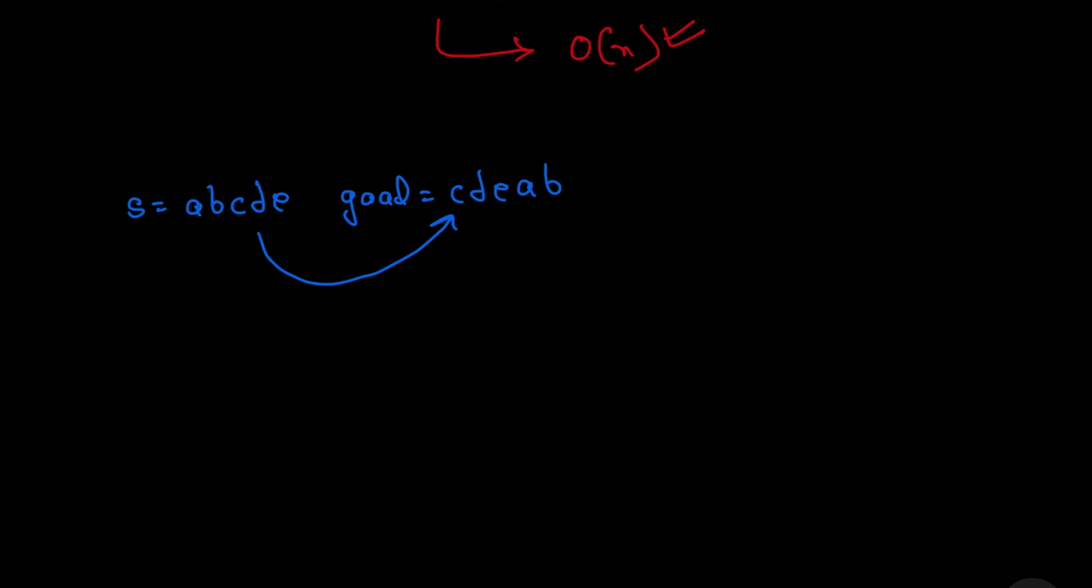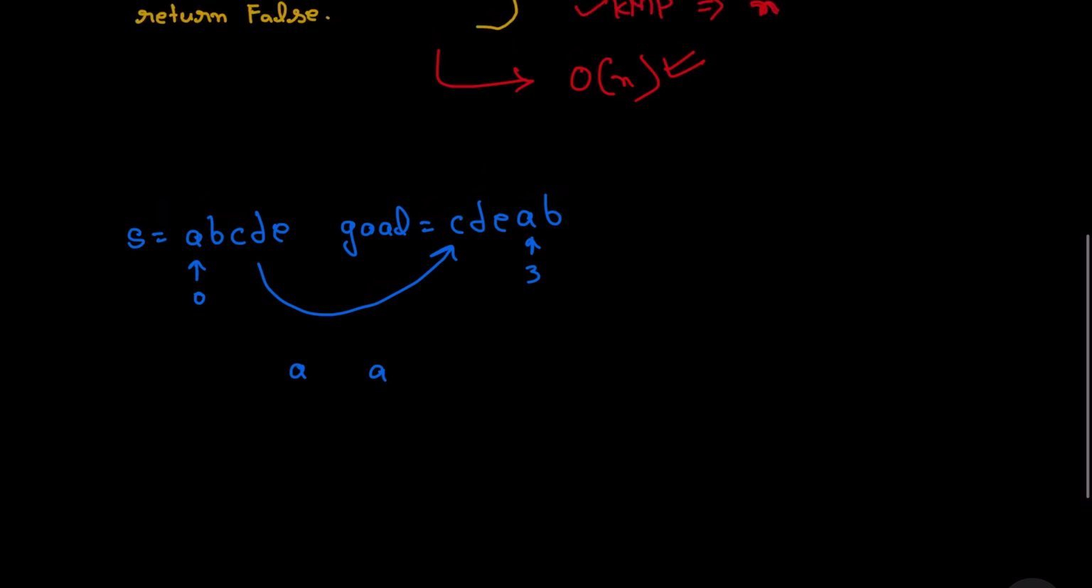That is, this A that is coming here at the 0th index is going to the third index (0, 1, 2, 3). Now, if I start counting from the 0th index here in S, and if I start counting from the third index here in the goal, then I should get the same string. Let's see. If I start counting from here, the first character is A, and from here, the first character is A. In S, the second character is B, and in the goal string, the second character is again B.